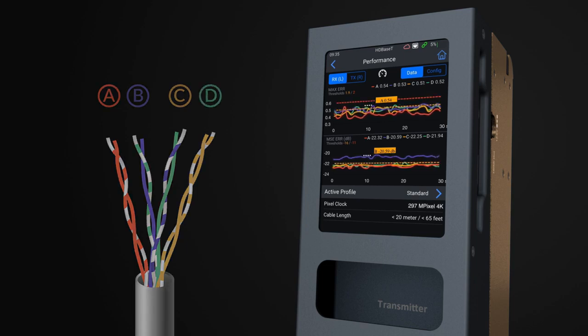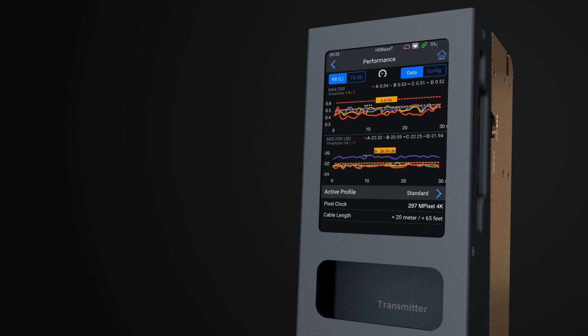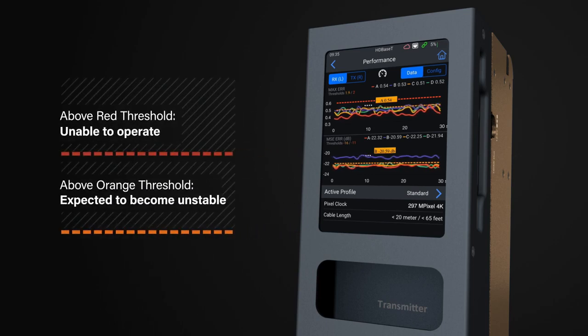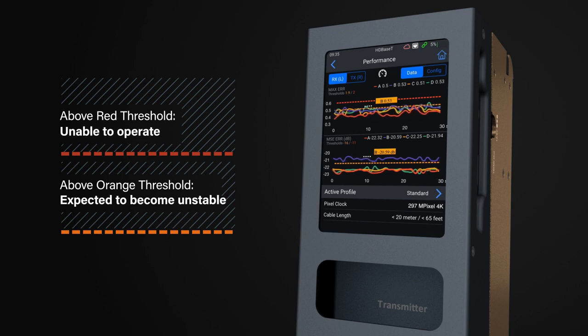The threshold line signifies where the HDBaseT chipset may start to fail in transmission of HDBaseT signals. The orange threshold is where the line is expected to become unstable, with the red line being the point where HDBaseT should not be able to operate. Being close to the orange line means you are pushing the technology to the edge of its normal operating limits.